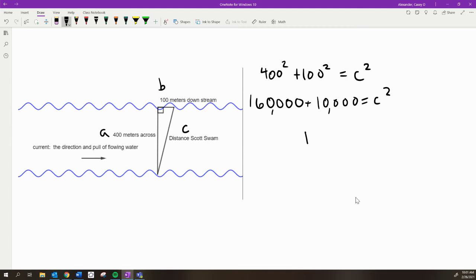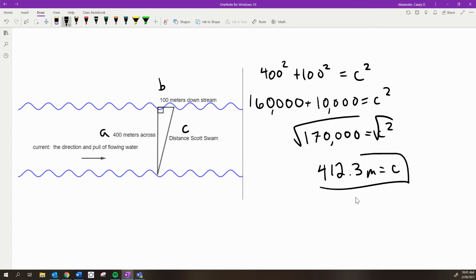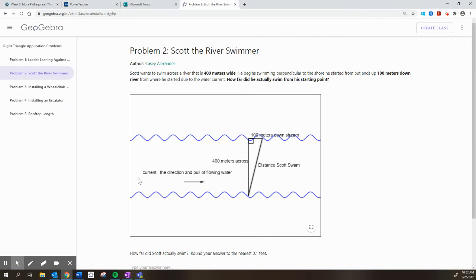That's 170,000 when you add those together. You can use a calculator for this. Taking the square root of 170,000, I think you get 412.3 meters, just a little more than the distance across. So the answer was 412.3 meters. Let's look at the next one. We're going to do 5 problems like this.